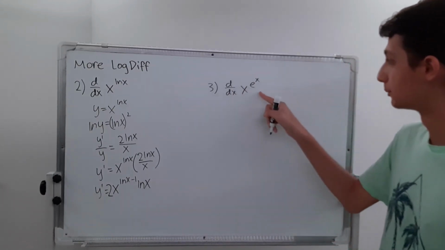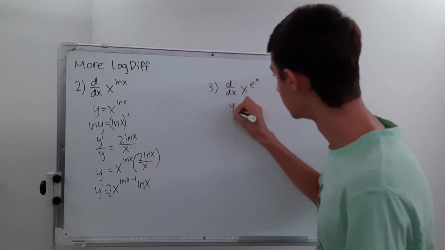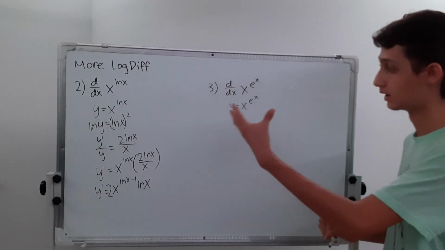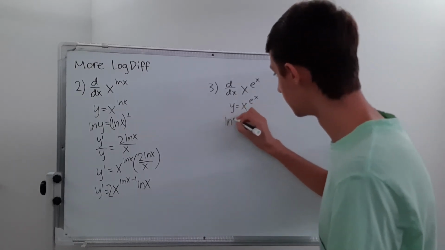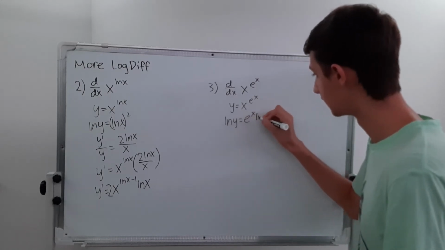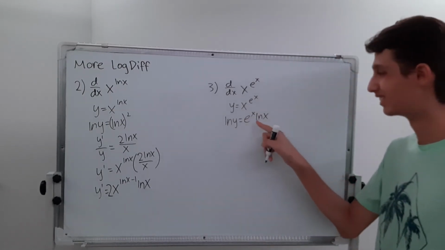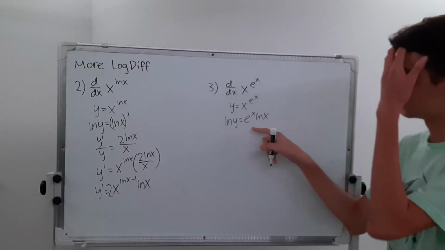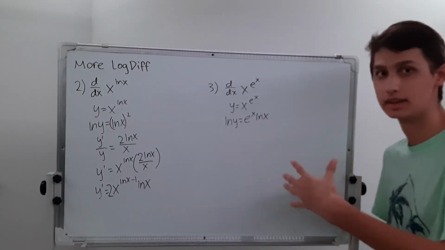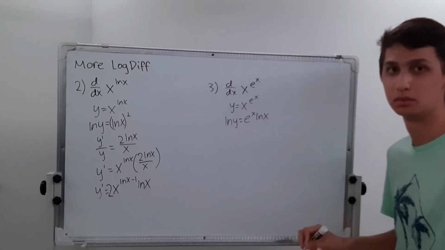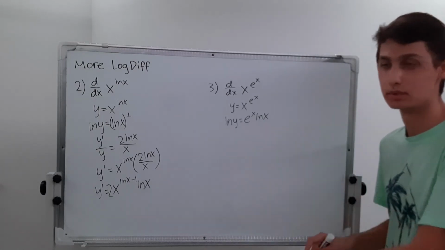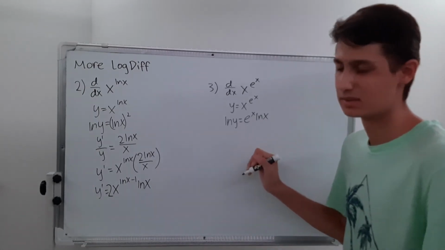Alright, so again, we're just going to set y equal to x to the e to the x. Now we're going to take the natural log of both sides. We get ln y equals e to the x times ln x. Don't cancel anything out here. This is e to the x times ln x. This is taking your function times its inverse. That doesn't mean anything. The function composed with its inverse will simplify, but this does not.